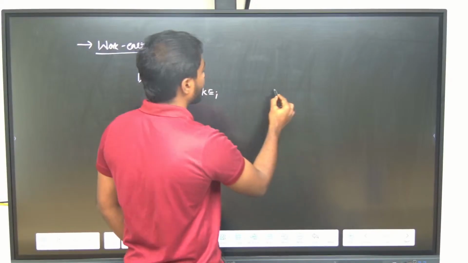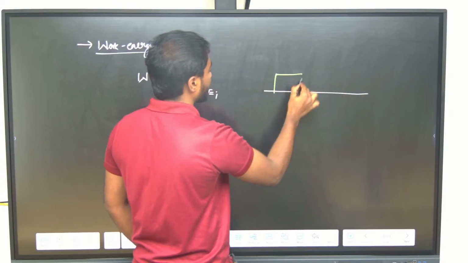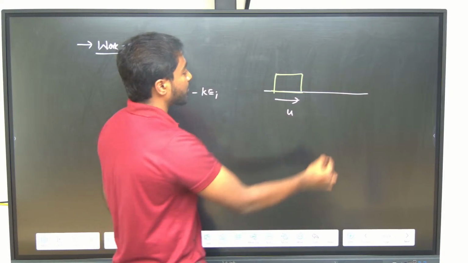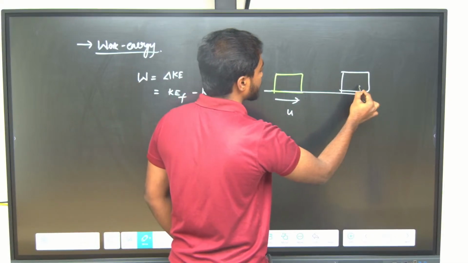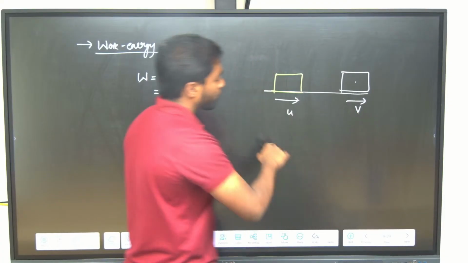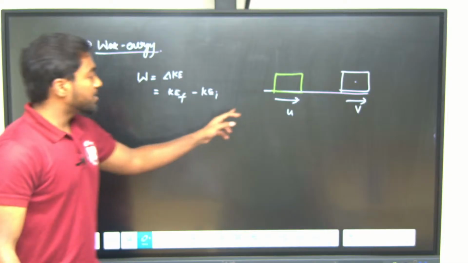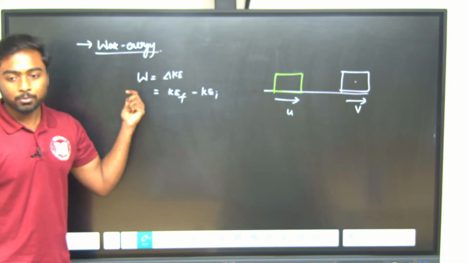So, suppose I consider a vehicle going with some velocity u, and after some time the velocity has changed to v. So, velocity has changed, and obviously there will be some work done. So, the change in kinetic energy will be equal to the work done.